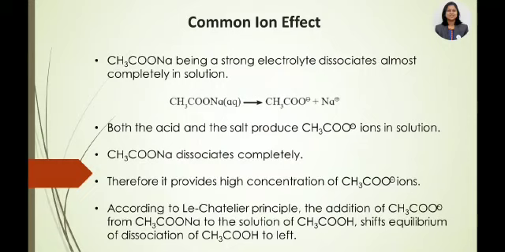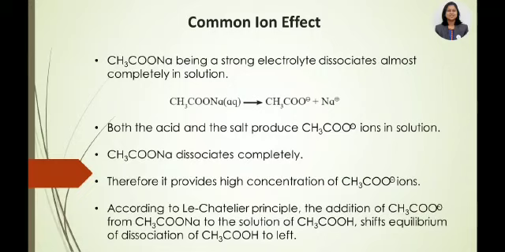Now for the salt, CH3COONa being a strong electrolyte dissociates almost completely in solution. As we can see in the reaction, CH3COONa gives you CH3COO- ions plus Na+ ion. Both the acid and the salt produce acetate ions in the solution.